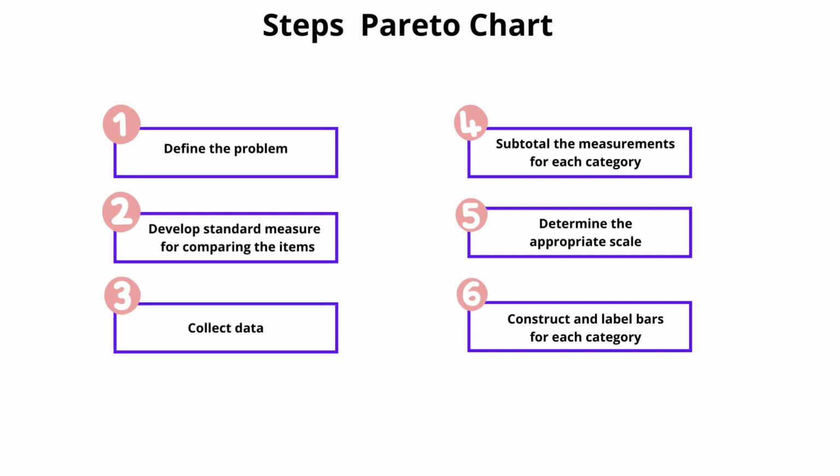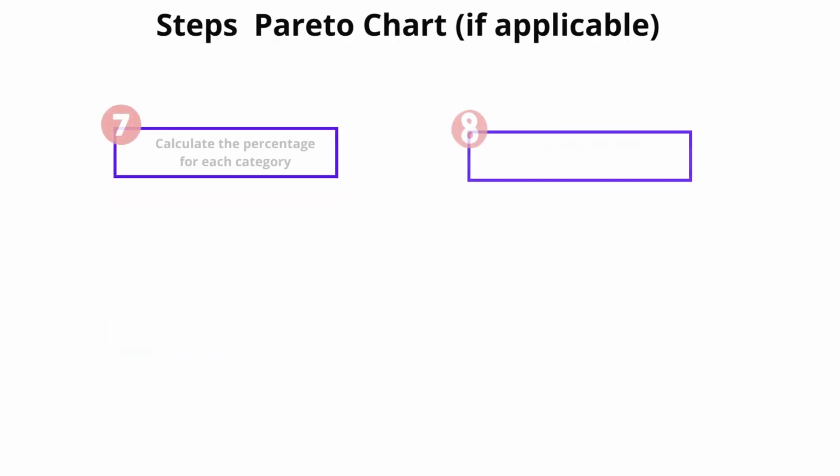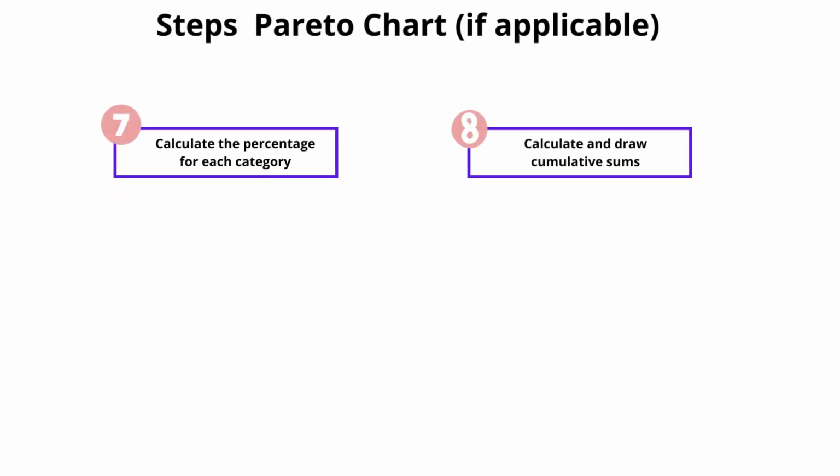Determine the appropriate scale for the measurement you have collected. Construct and label bars for each category. Calculate the percentage for each category: the subtotal for that category divided by the total for all categories. Draw a right vertical axis and label it with percentage. Be sure that the scales match. For example, the left measurement that corresponds to 1/2 should be exactly opposite 50 on the right scale.